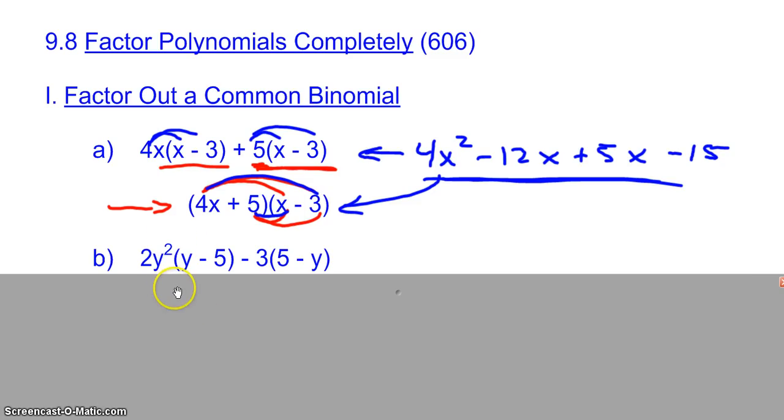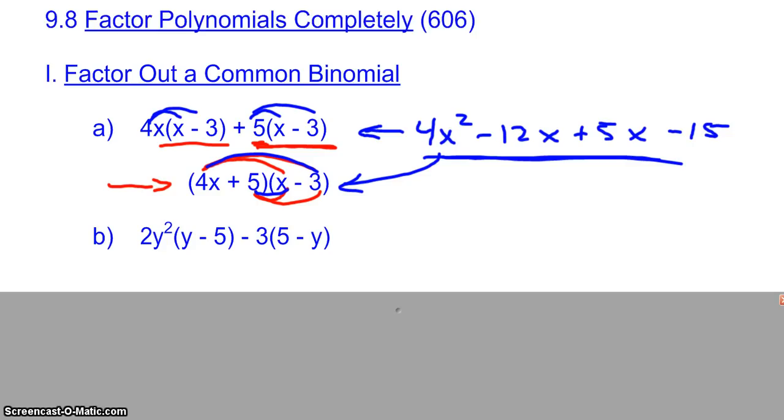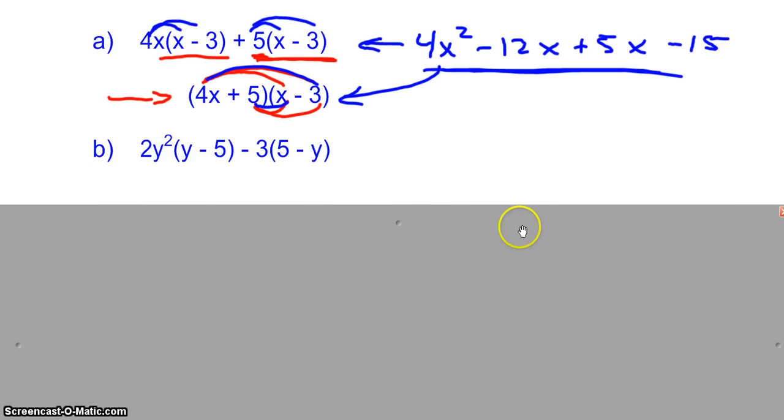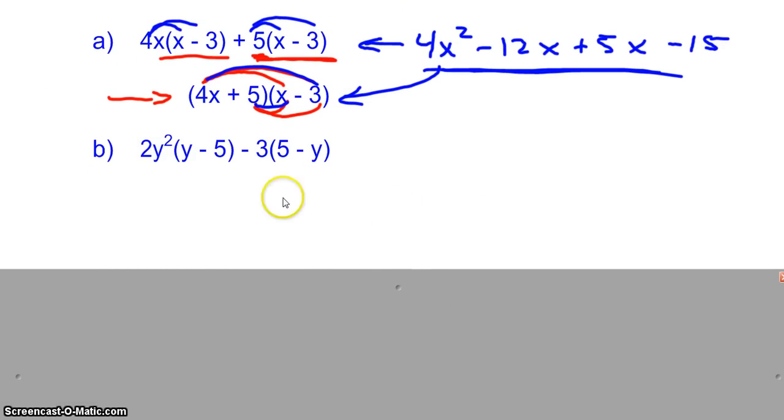So what do you notice about the two binomials in this example B? I mean, are they the same? This one says y minus 5. Could this one also say y minus 5? No. If we move this around a little bit, if we use our commutative property of addition, we have to carry the sign with us, right? So if we change this one to have highest degree first, what does it look like in there? Negative y plus 5, right?